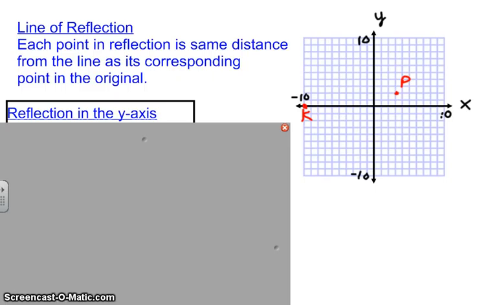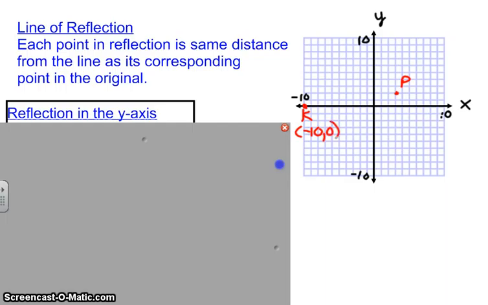Okay, we're going to reflect 2 points here. Just points. And then later we'll reflect an entire figure. So reflecting point K, we want to reflect it in the y-axis. So the first thing we might want to do is identify the location of point K. Where is point K? Faith, can you tell us?